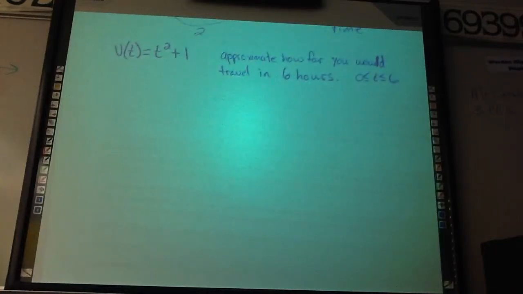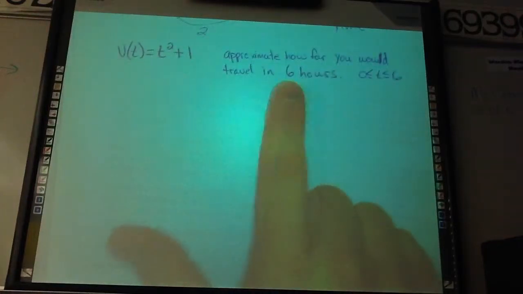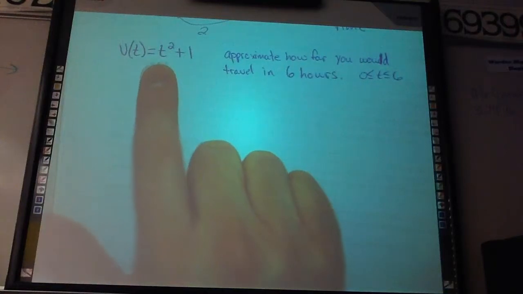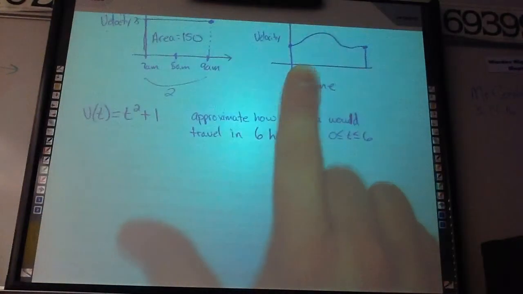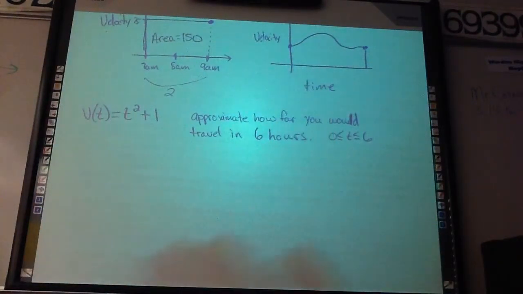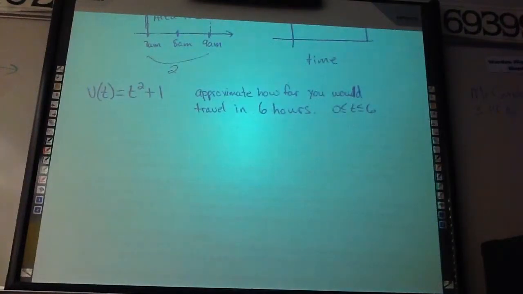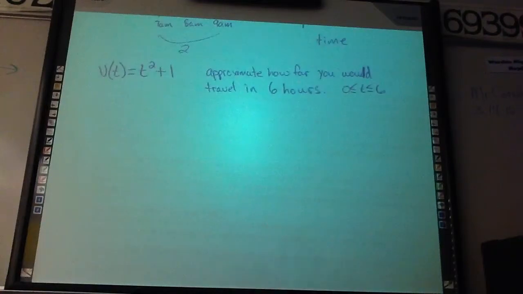So this isn't just a simple 75 times 2. It's not 75 times 6, because your velocity over the time is changing. So this is going to be more like this case. We're going to have to find the area under a curve. The reason I say approximate is because right now we don't know how to do it exactly. But we can approximate.